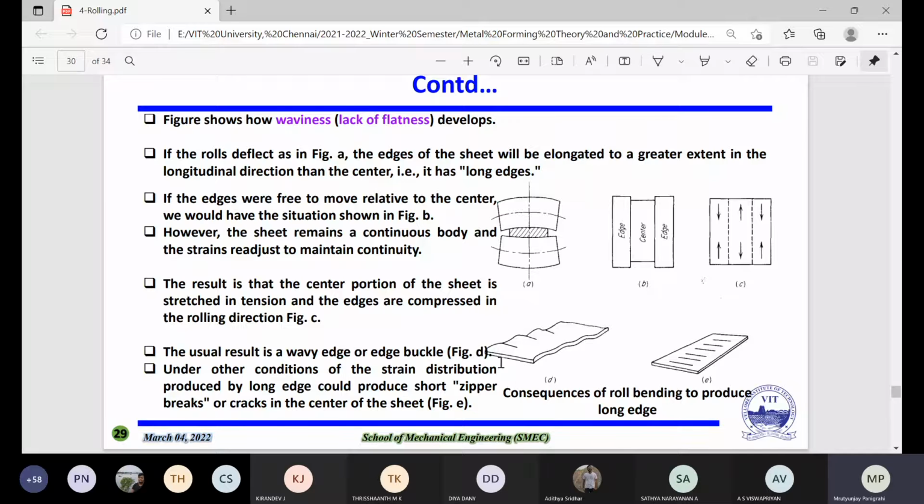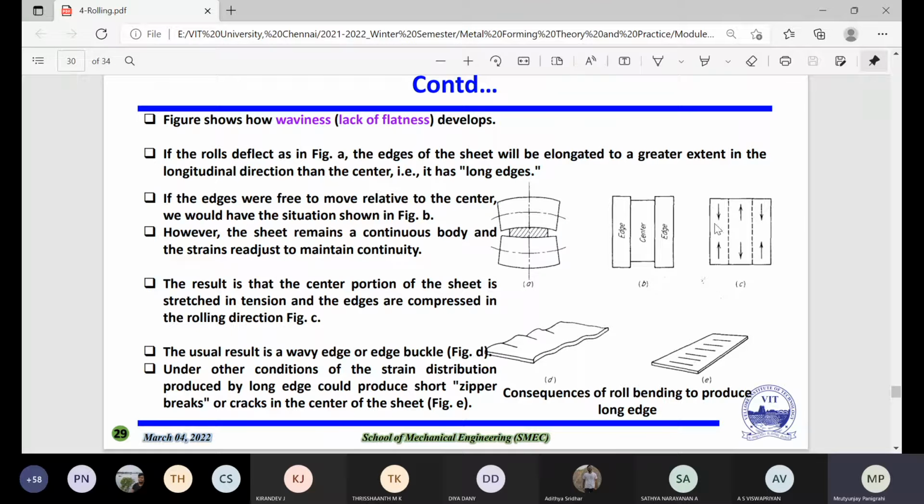So the moment you have longer edges, you will find this kind of waviness, or it will not be flat, because this is already elongated here. It will try to make balance with the middle part, but it cannot. The result is that the center portion of the sheet is stretched in tension and the edges are compressed. So here you will find compression.